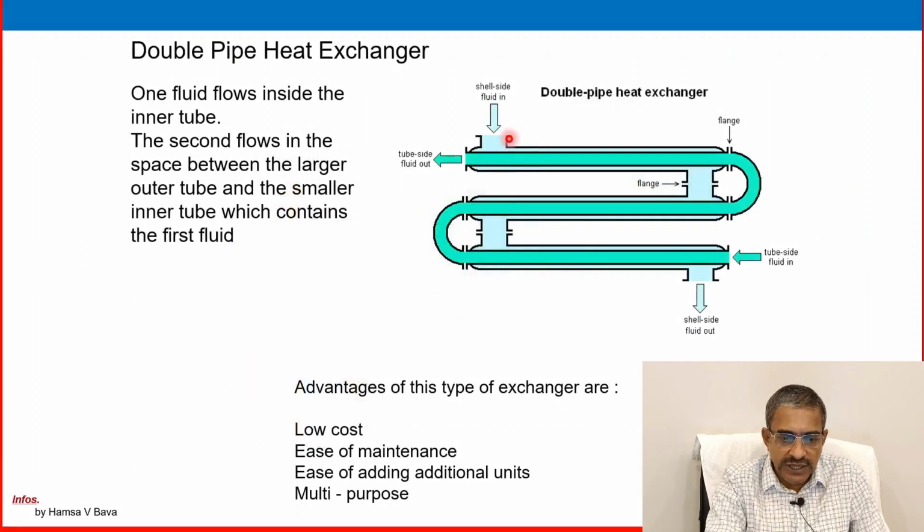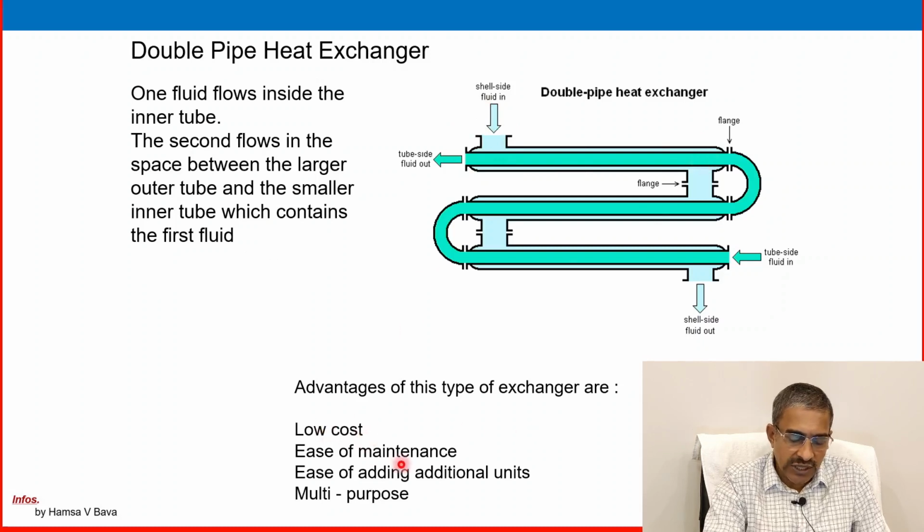See, shell and tube itself is there, but in a double pipe, only 2 tubes are there. The tube side is only 1 tube, a bigger tube, and the shell side is covering here. See, it's a double pipe, 1 tube coming and going like this one. Shell side is covering here. One fluid flows inside the inner tube. The second flows in the space between the larger outer tube and the smaller inner tube, which contains the first fluid, like this one. See, this is the shell side.